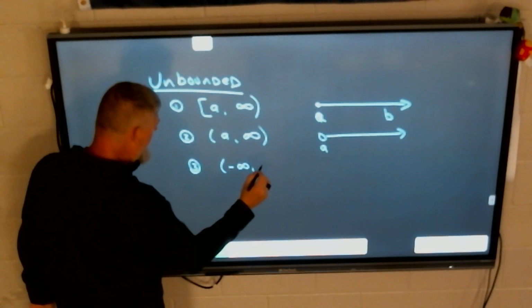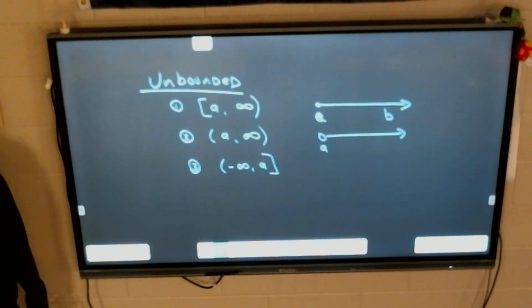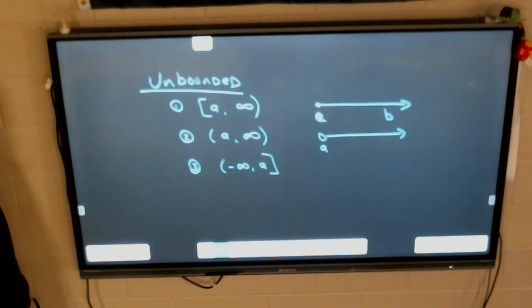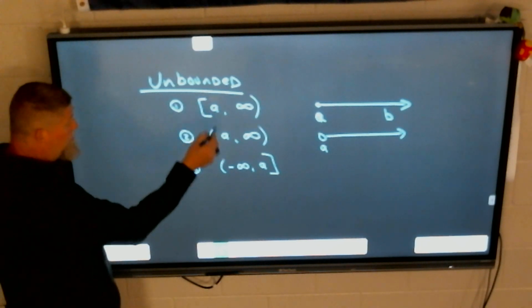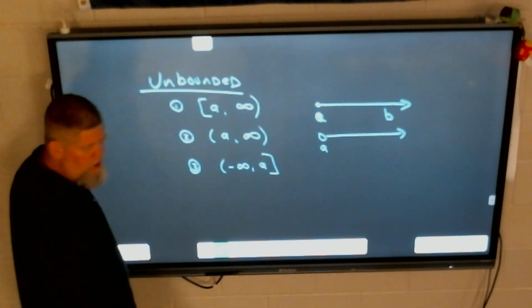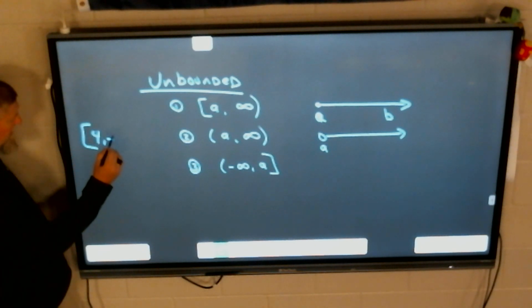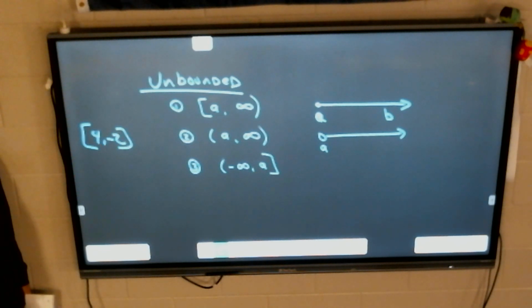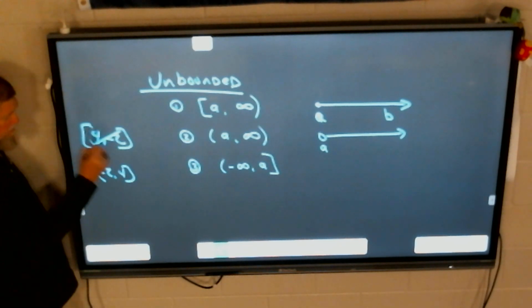Negative infinity to A. The infinity is going to the left now, correct? Because this side is always going to be the smaller number. When you look at the interval notation, the left side is always the smaller number. If I'm grading your homework and I see something like 4, negative 2, we immediately know that is wrong, because the smaller number always has to go to the left. It would actually be negative 2 to 4.